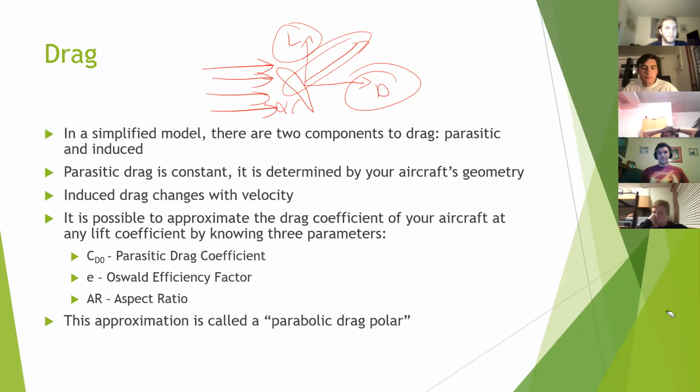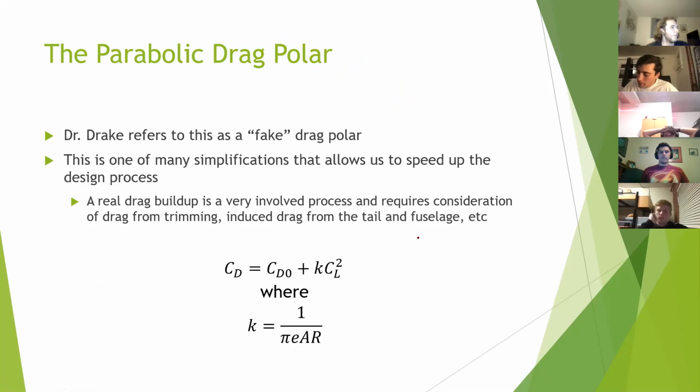Parabolic drag polar, which is defined by this equation. It is not right, but it's very close, and it's close enough for all of our purposes. That's why Dr. Drake doesn't like it, but it works pretty well for everything that we need, especially in conceptual design, where we're not going to be perfect no matter what we do. We just need to get a general idea of what the aircraft looks like.